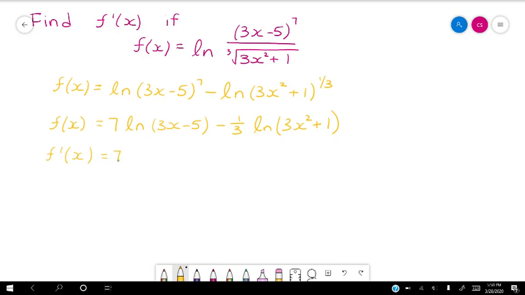So the first part, we can take the derivative of the first part. So we can worry about the constant at the end. The derivative of the natural logarithm is 1 over the argument, 1 over 3x minus 5. Okay, and we have to use the chain rule. What's the derivative of the inside function? 3. Okay, let's see how you do on the second term.